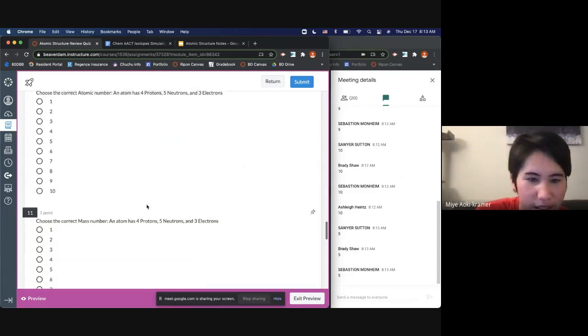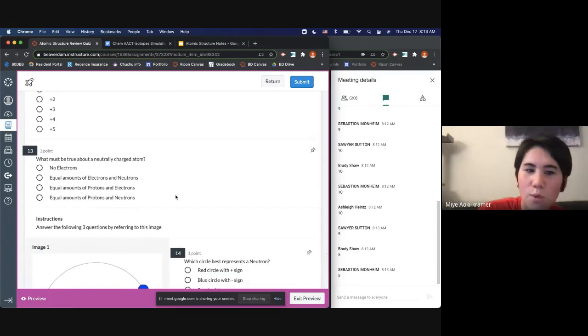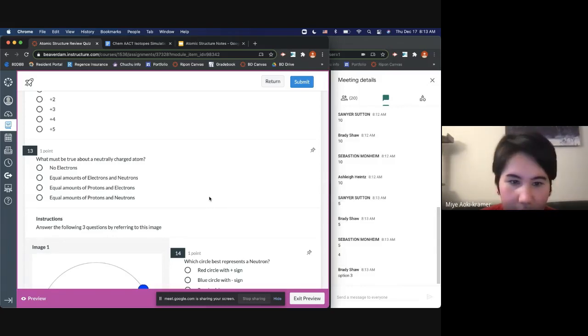And then let's do this one. What must be true about a neutrally charged atom? You can either say option 1, 2, 3, or 4, so you don't have to type the whole thing. All right, I'm getting some mixed answers. We've got 4 and 3. 3.